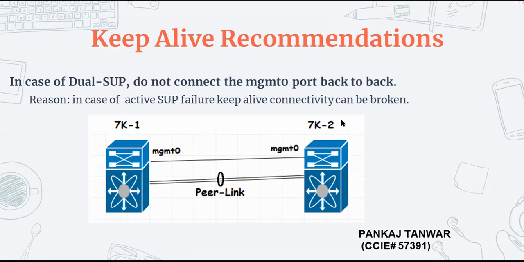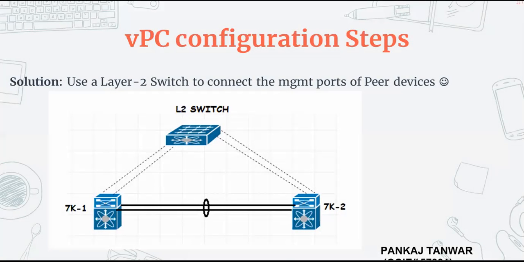So now let's see what's the solution of that. So this is the solution. What we can do is use a layer 2 switch to connect the management 0 interfaces. Let's say this is the management 0 interface of the active SUP, and this is the management 0 interface of the backup SUP. Same is the case here, management 0 of active, management 0 of the passive. So we'll connect the management 0 interfaces to a layer 2 switch.